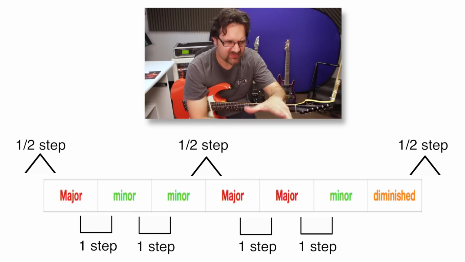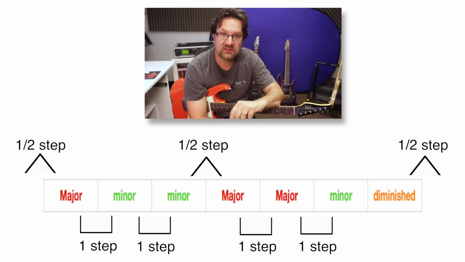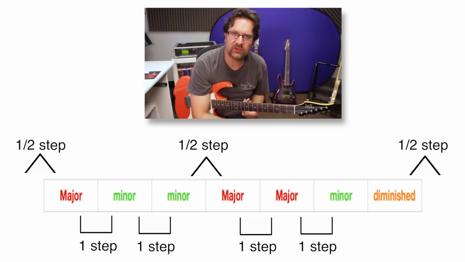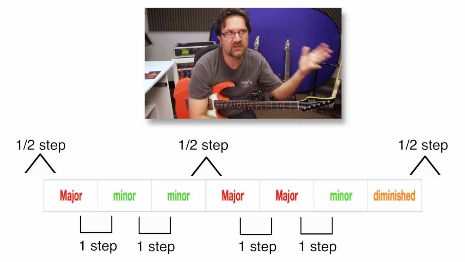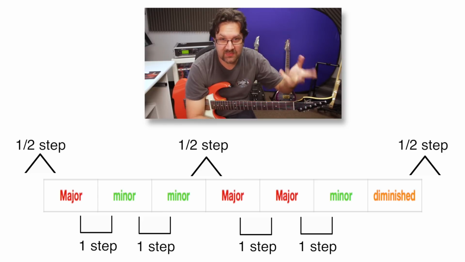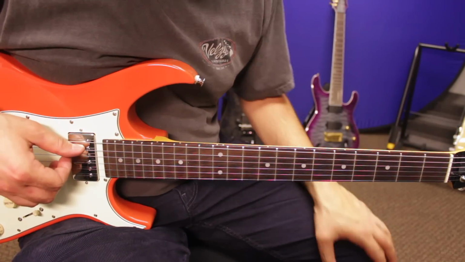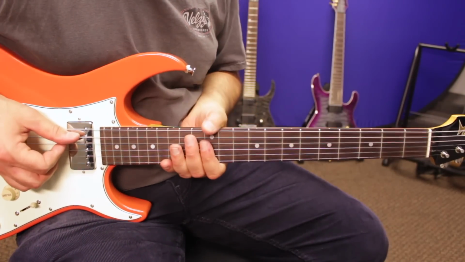The next step is simply to associate with each of these modes the triads that we've learned. So instead of having Ionian, Dorian, Phrygian, now we have major triad, minor triad, major triad, minor triad, and diminished triad. All right, let's start with Ionian. I'm going to show you how this works.